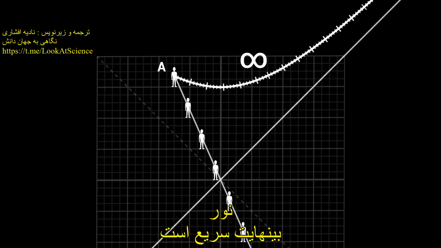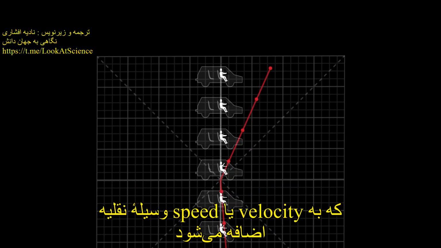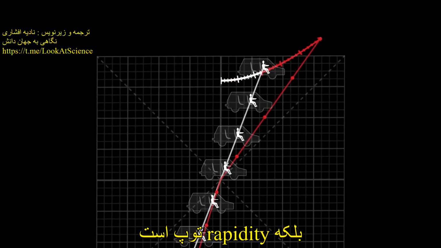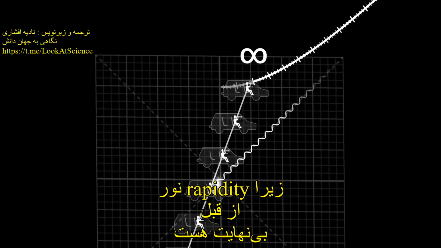Light is infinitely fast. When B throws a ball, it is not its velocity or its speed which are added to that of the vehicle, but its rapidity. Thus, when B emits light, the speed of the car does not add on, since the rapidity of light is already infinite.